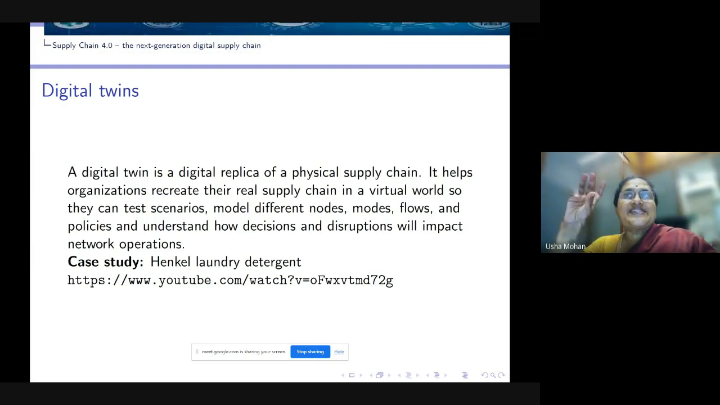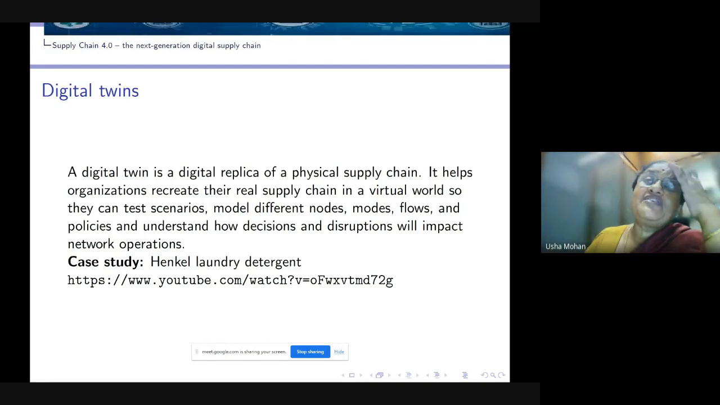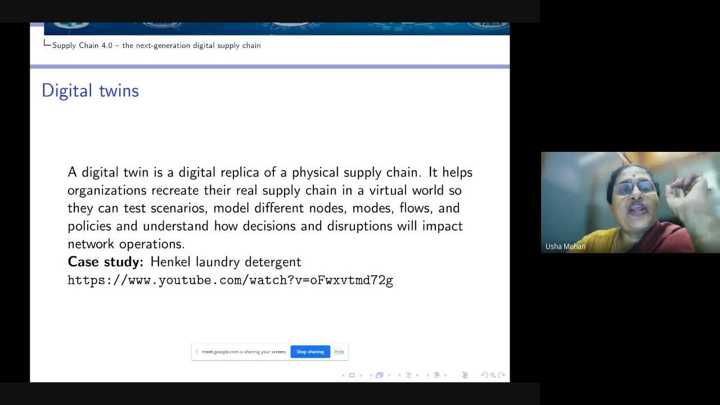Once it recreates the entire supply chain in a virtual world, what it does is simulate scenarios. It creates test scenarios. It models different modes. It understands how I should look at disruptions. If a disruption has happened, what is going to be my impact on my entire operations? And when we are talking about operations, we are not talking about just straightforward operation. We are talking about a very, very complex network of operations. So you can see that this digital twin also helps in improving end-to-end visibility. Not only that, it's a very good planning tool.